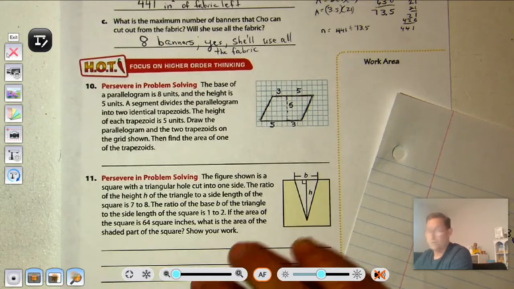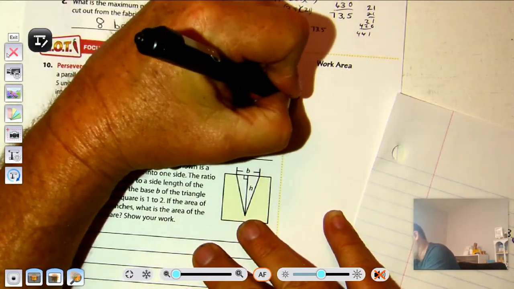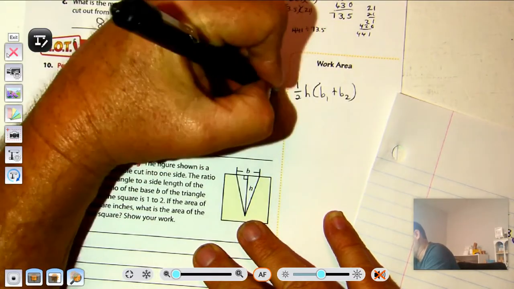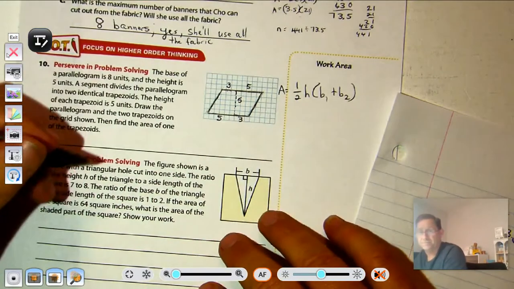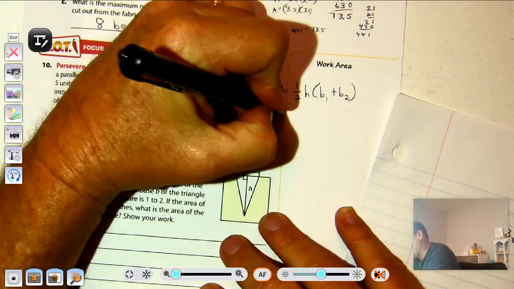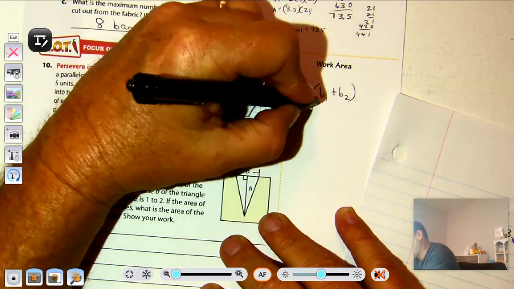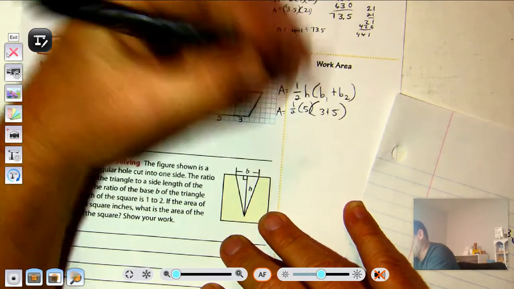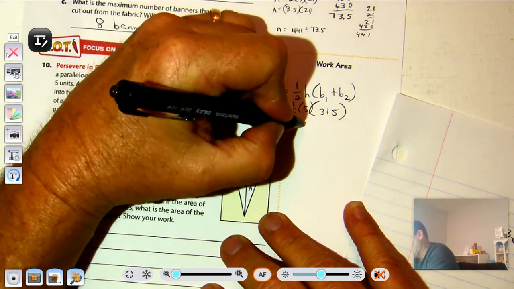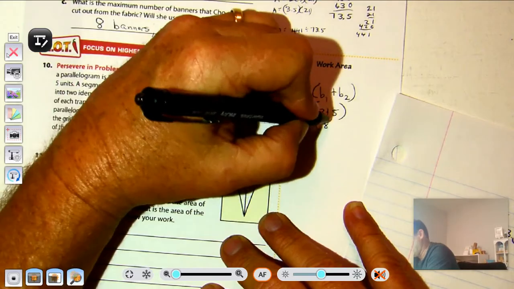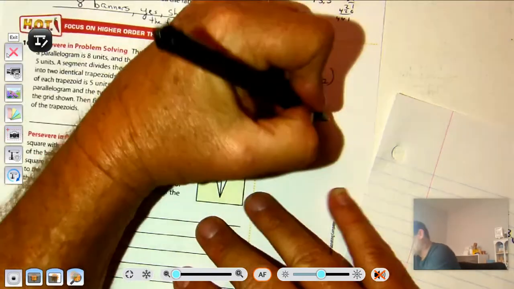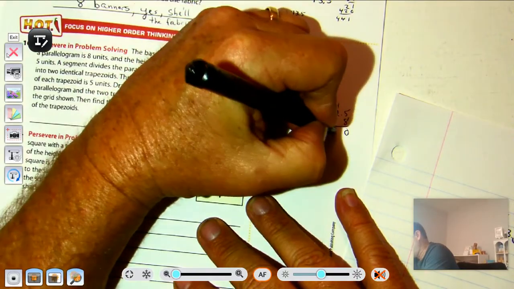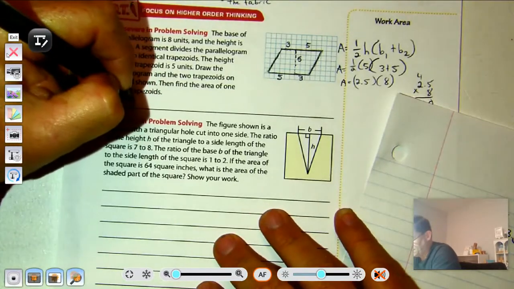All right, so what's the area of one of the trapezoids? So 1/2 the height times base 1 plus base 2. And it should come out to 20. So 1/2 times 5 times 3 plus 5. 2.5 times 8. That's going to give us 20 square units.